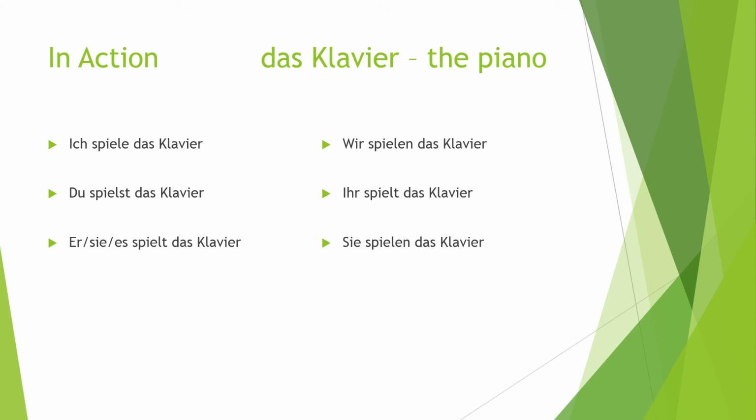So in action, like we're going to use to make those simple sentences we talked about at the beginning, you would use it like this. Now, das Klavier means the piano. So we would say, ich spiele das Klavier. I play the piano. Du spielst das Klavier. You play the piano. Sie es spielt das Klavier. He, she, or it plays the piano.